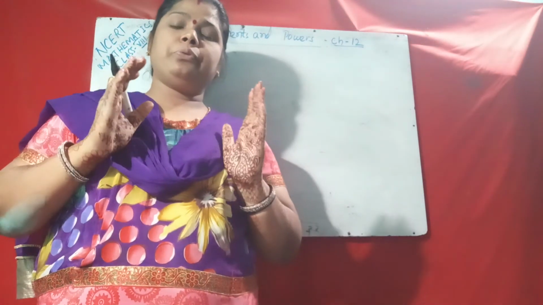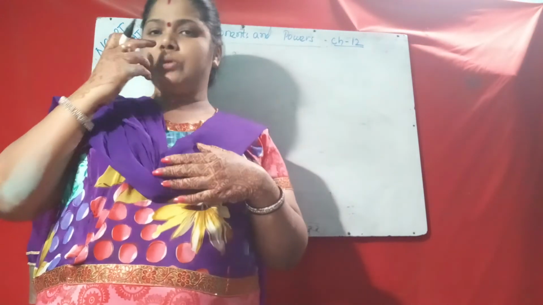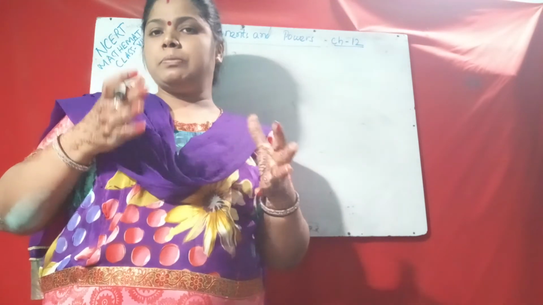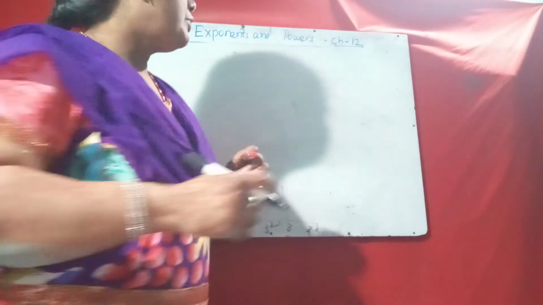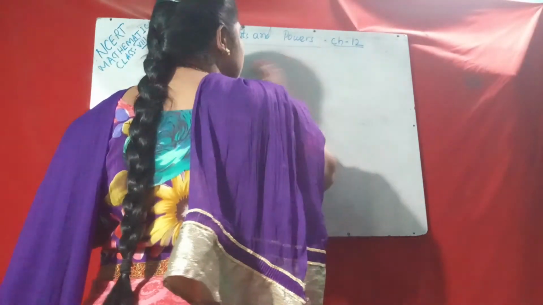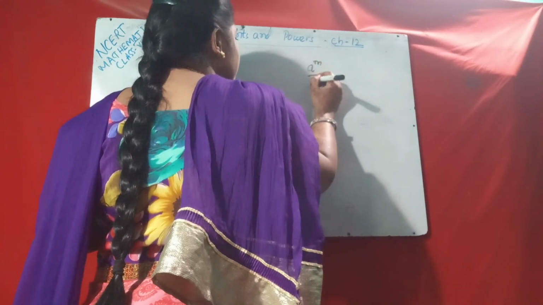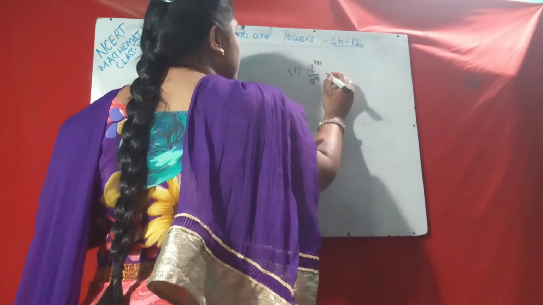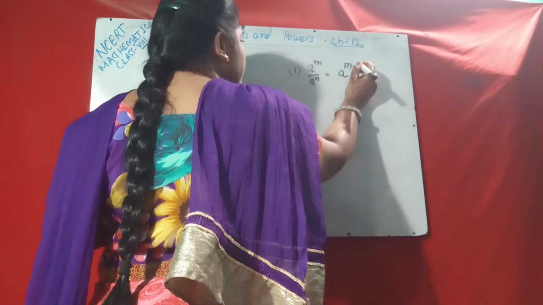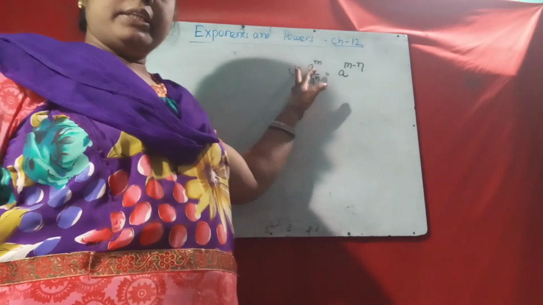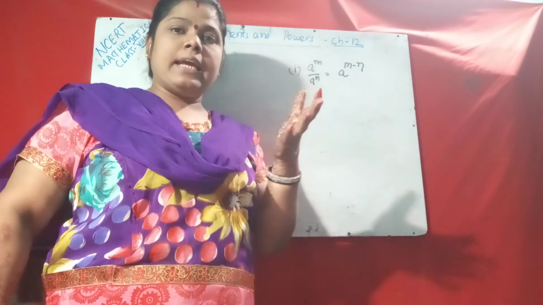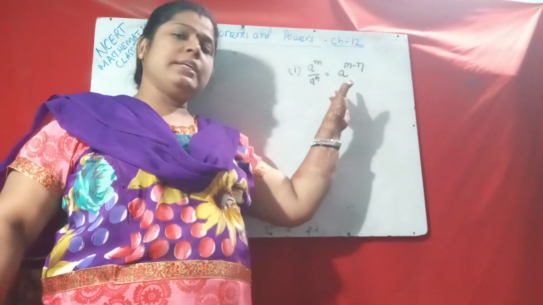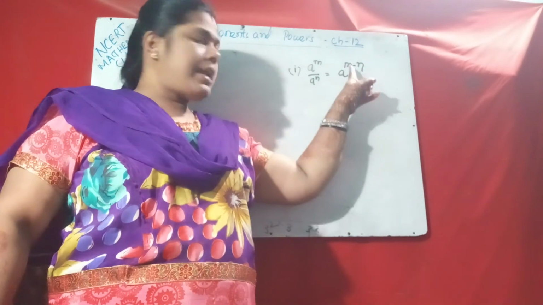Let's read some laws of exponents. If you know the laws of exponents, it will help you to solve some problems based on base and exponent or power. Remember this: if a to the power m by a to the power n, then your answer is a to the power m minus n. If the numerator and denominator both have the same base a and the powers are different, m and n, then the answer is a to the power m minus n.